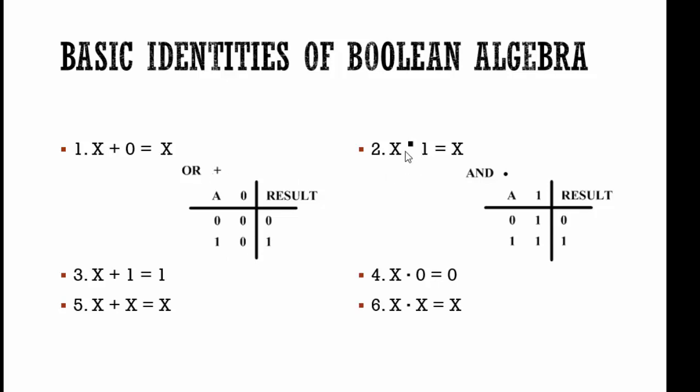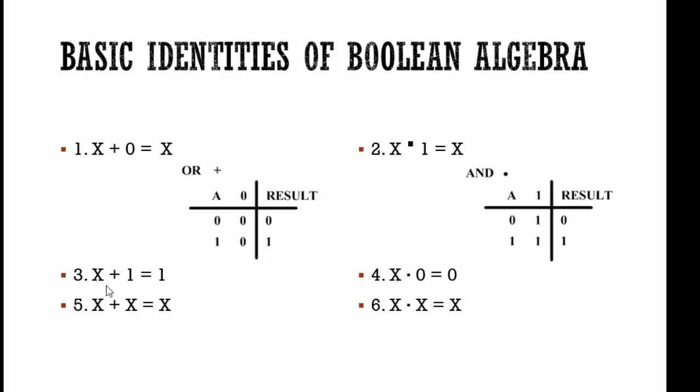And for the AND, you AND any variable with a 1 will always be itself also. So if you AND a 0 with a 1, it will always be 0. If you AND a 1 with a 1, it will also be 1. Okay, it's like any number multiplied by 1 is itself. For this one also, any number you add with 0 will always be itself, because it's just 0. Okay, something like that.